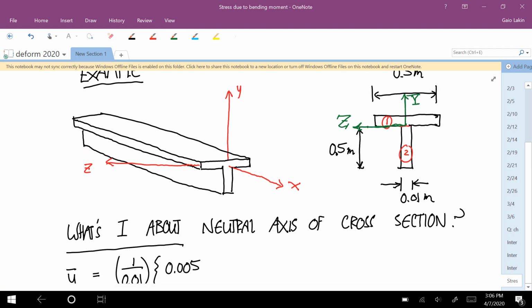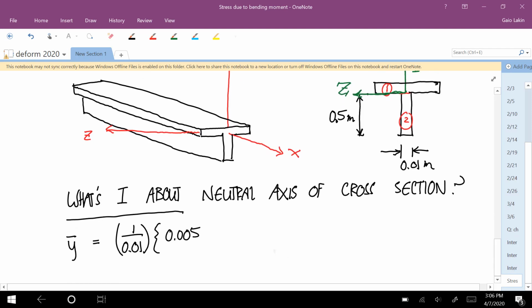Okay, so in that coordinate system, where is the y-centroid of rectangle 1? The thickness is 0.01, so the centroid is 0.005. And then we're adding that to the area of the bottom rectangle, rectangle 2, times the centroid of the bottom rectangle. So where would that be? That would be a y position in this green coordinate system of negative 0.25.